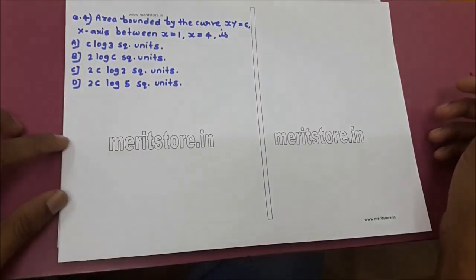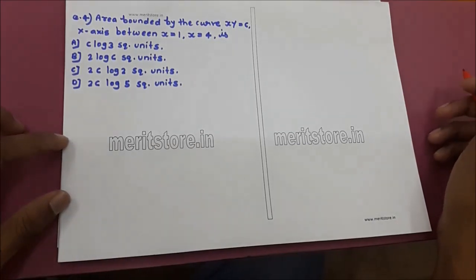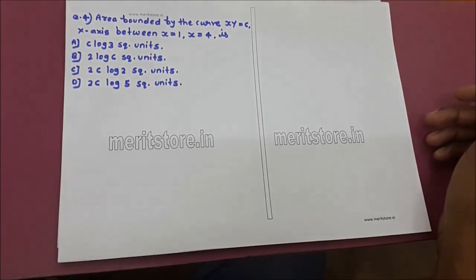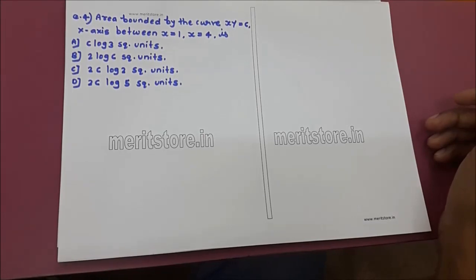Question 4. Area bounded by the curve x into y equals c, the x-axis between x equals 1 and x equals 4 is. We have four options: A, c log 3 square units; B, 2 log c square units; C, 2c log 2 square units; and D, 2c log 5 square units.